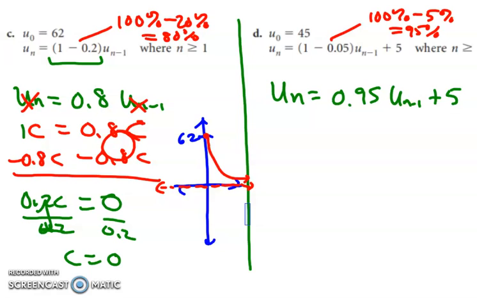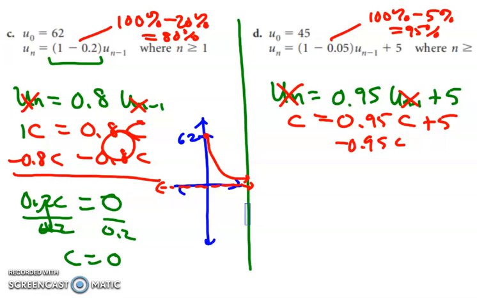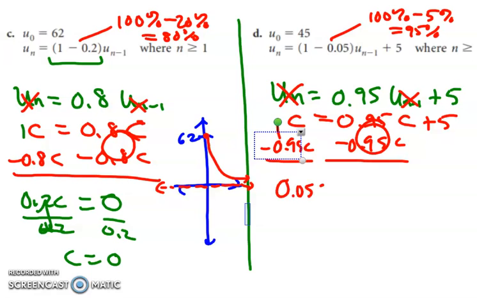Problem D, we're going to replace u of n minus 1 both with the letter C, and then solve for C. So we're going to subtract away 0.95C from both sides. You get a 0 on the right side. So left side, like taking $1, take away 95 cents. So we're left with 5/100ths C, like a nickel, equals 5. Divide both sides by the 5/100ths. Divide by 1C, so C is equal to 100.